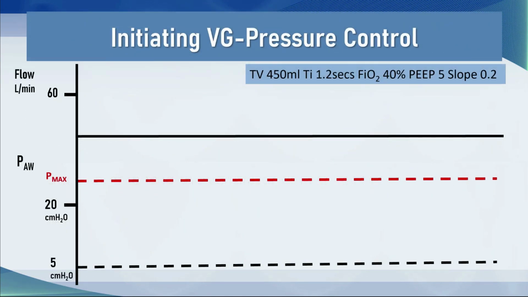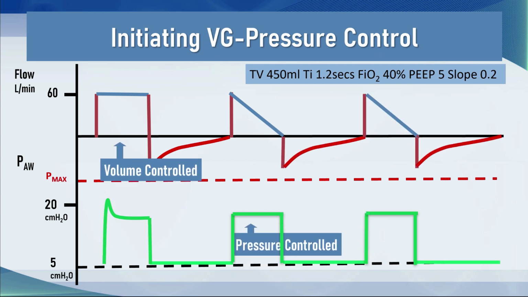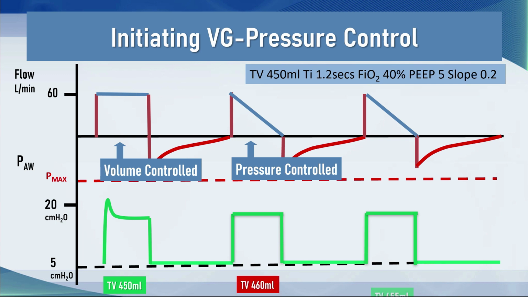And this is what happens. Before I roll these waveforms, just note we have a flow waveform on the top, we have a pressure waveform on the bottom with a PEEP of 5. The tidal volume is 450 mils, the inspiratory time is 1.2 seconds, FiO2 40%, PEEP of 5 with a slope of 0.2. So when you push start for all intents and purposes on the ventilator, the first thing you're going to see is a volume controlled breath with an inspiratory pause. Then the breaths look like pressure controlled breaths. There may be more than one volume control, there may be 2 or 3, but the bottom line is when the mode kicks in properly, the breaths look and feel like pressure control.